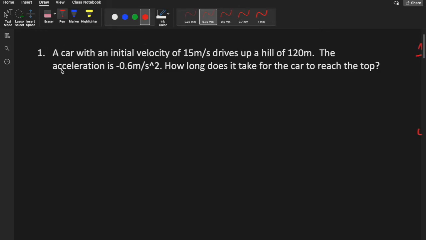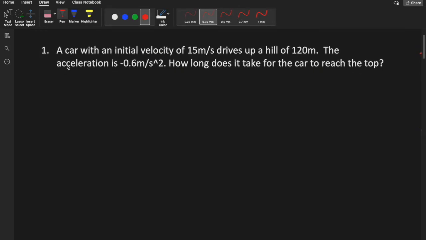So the first problem says: a car with initial velocity of 15 meters per second drives up a hill of 120 meters. The acceleration is negative 0.6 meters per second squared. How long does it take for the car to reach the top?